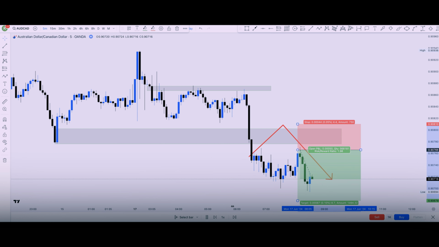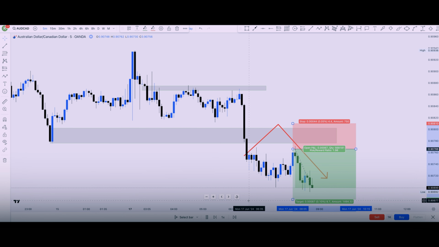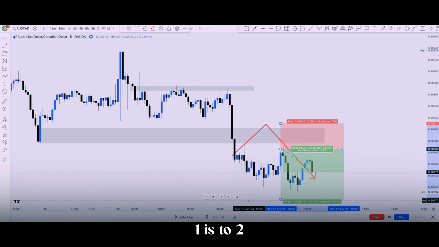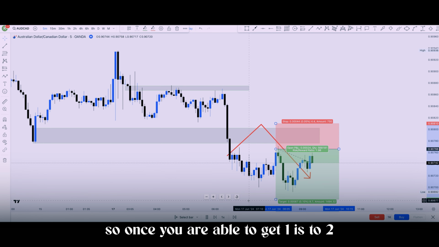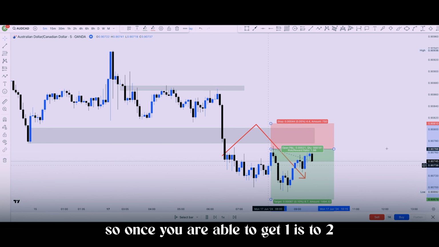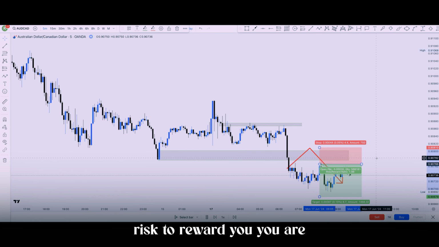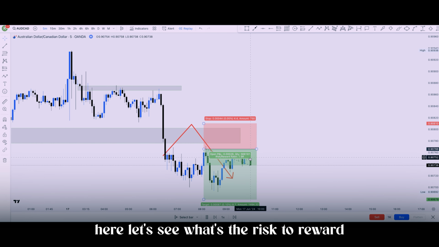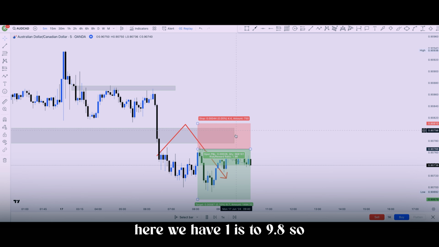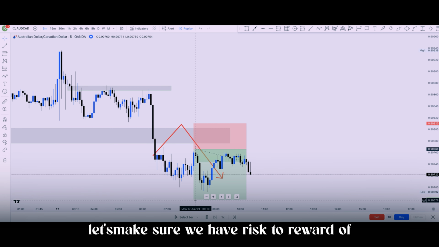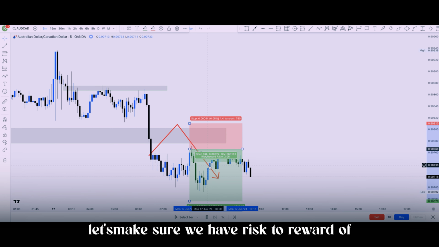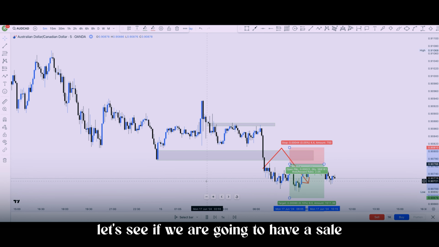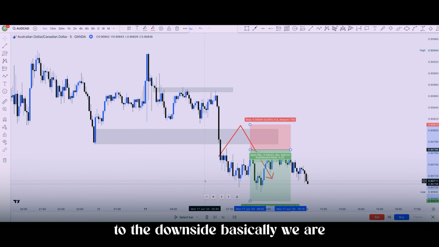Always make sure that your risk to reward is always 1:2. So once you're able to get 1:2 risk to reward, you are good to go. So you see what is happening here. Let's see what's the risk to reward here. Let's make sure we have risk to reward of 1:2. So that is our risk to reward. Let's see if we are going to have a sell to the downside.